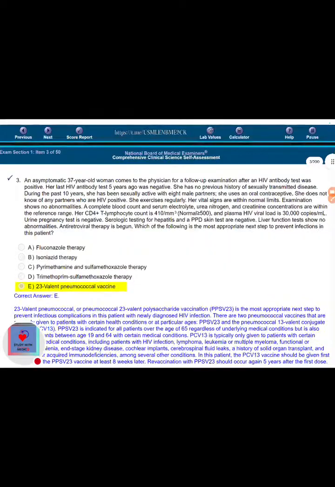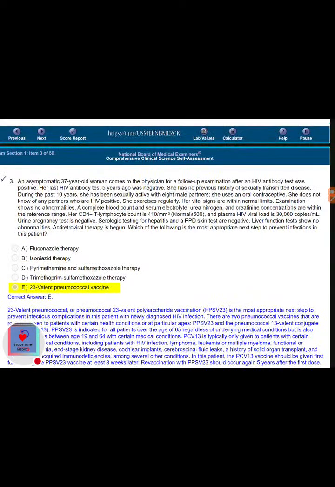Question number 3. An asymptomatic 37-year-old woman comes to the physician for a follow-up examination after an HIV antibody test was positive. Her last HIV antibody test 5 years ago was negative, now it's positive. She has no previous history of sexually transmitted disease. During the past 10 years, she has been sexually active with 8 male partners. She uses an oral contraceptive. She does not know of any partners who are HIV positive.